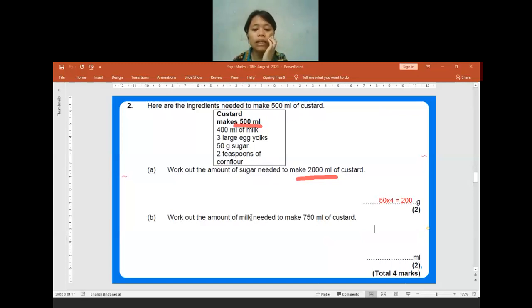The amount of milk needed if we are going to make 750 milliliters of this food. How many milliliters of milk will be needed? Is there anyone who already found the answer? You can use a calculator. Yeah, you can use a calculator.